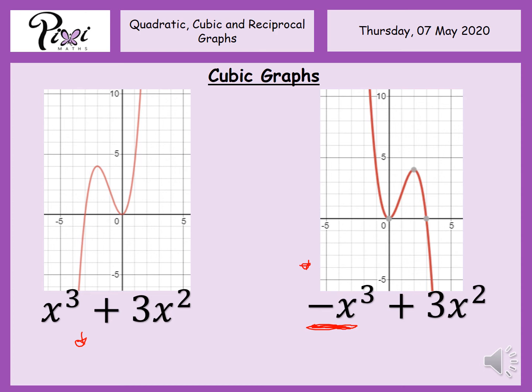Basically look at the coefficient of whatever the highest power of x is. So if it's x cubed, you look what's in front of the x cubed. If it was a quadratic, then the highest power is x squared, you look what's in front of the x squared. That tells you which way up it's going to be.